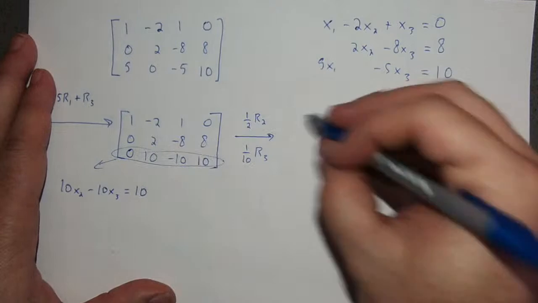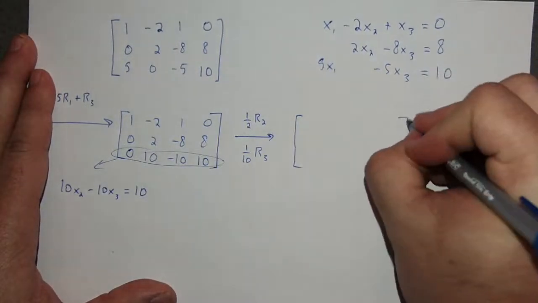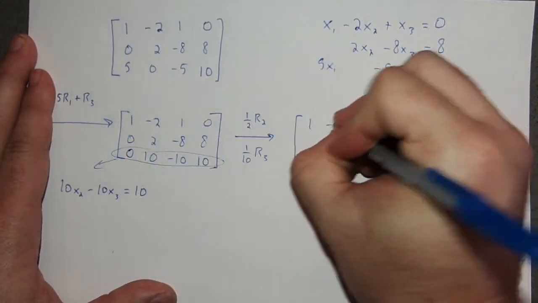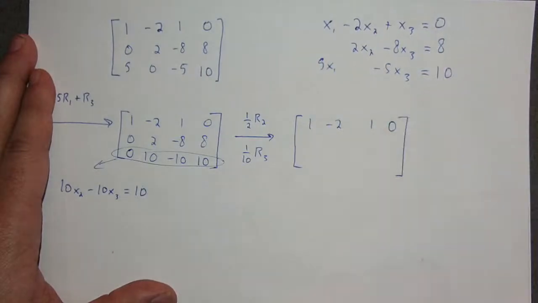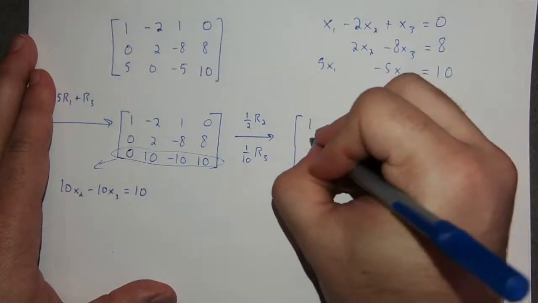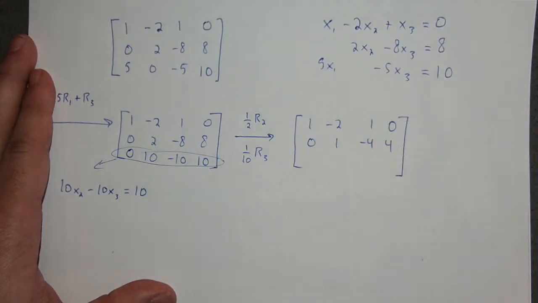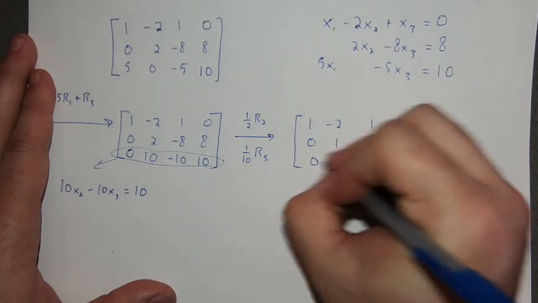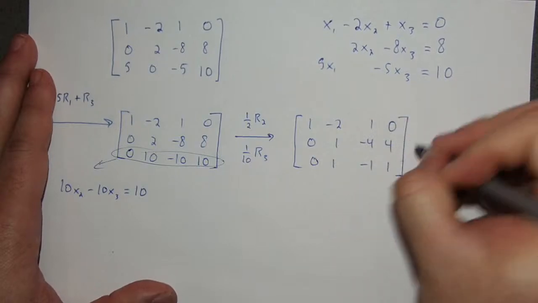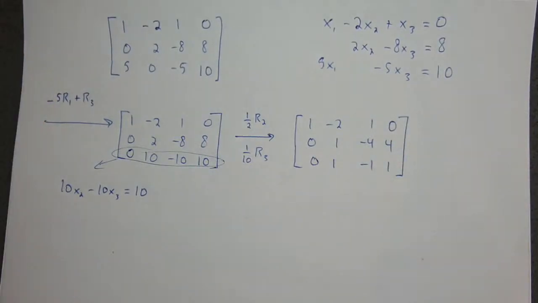All right, so I've done nothing to row 1, so row 1 is exactly the same, 1, minus 2, 1, 0. Row 2 becomes 0, 1, minus 4, 4. And row 3 becomes 0, 1, minus 1, 1. Okay, this just makes the arithmetic I have to do easier.